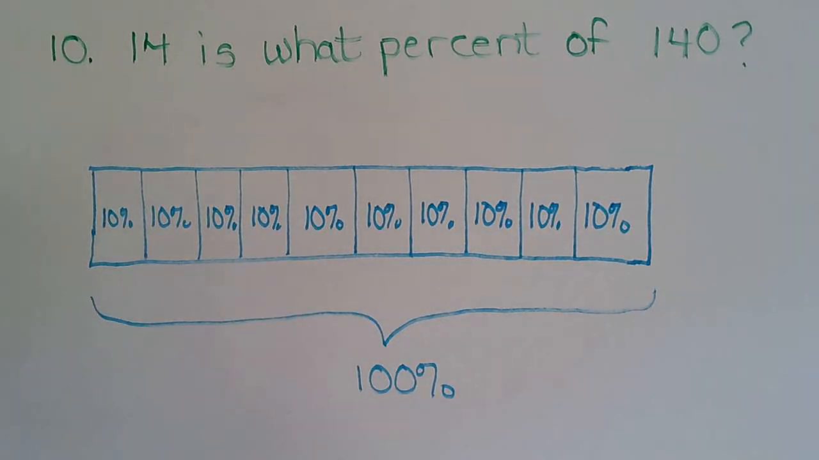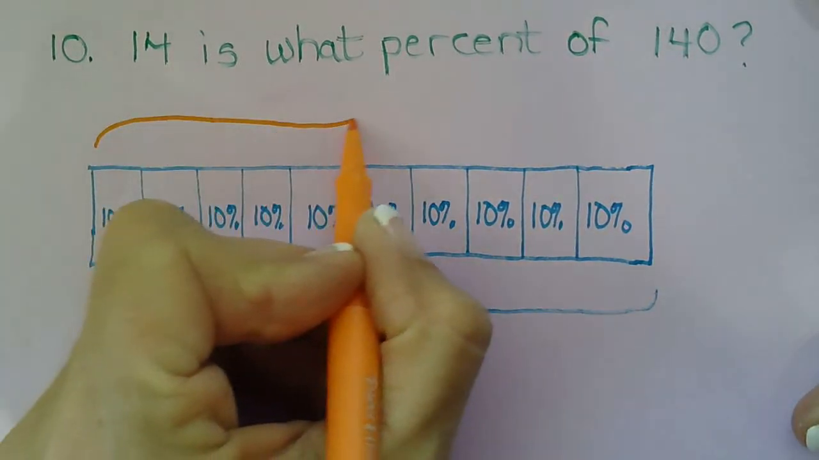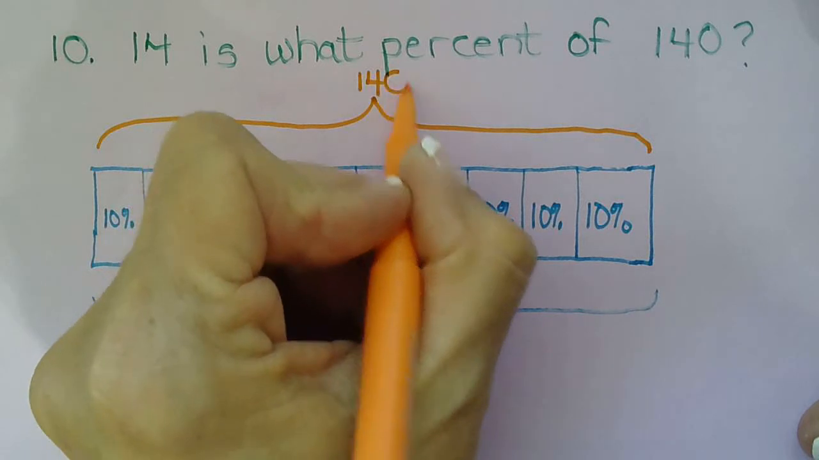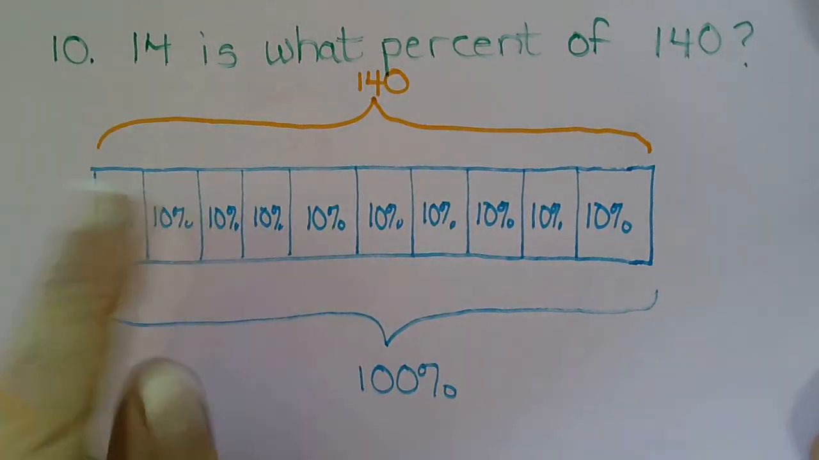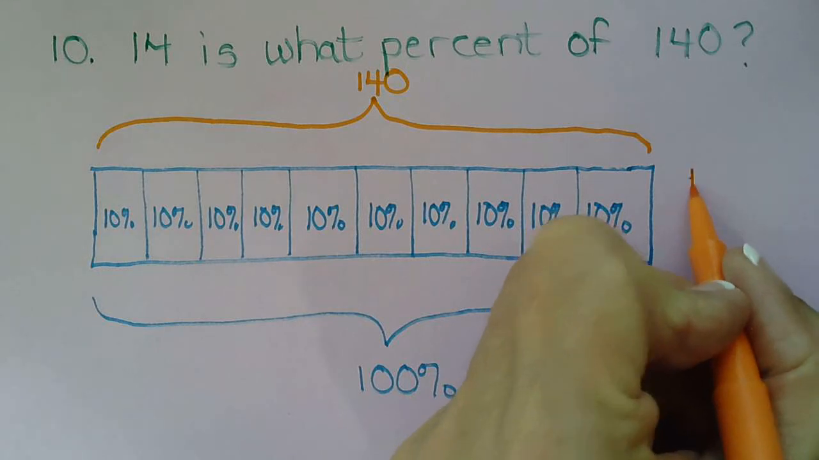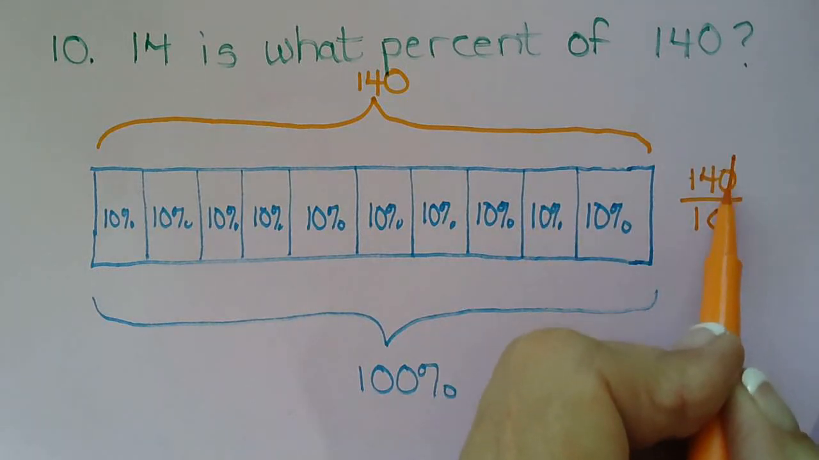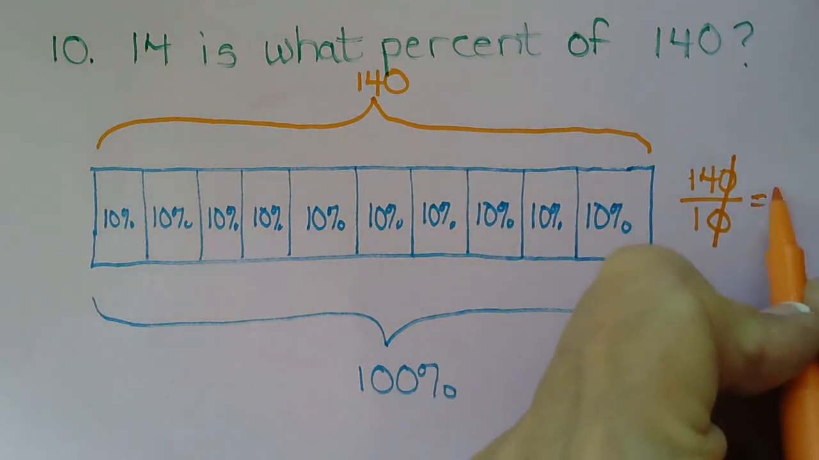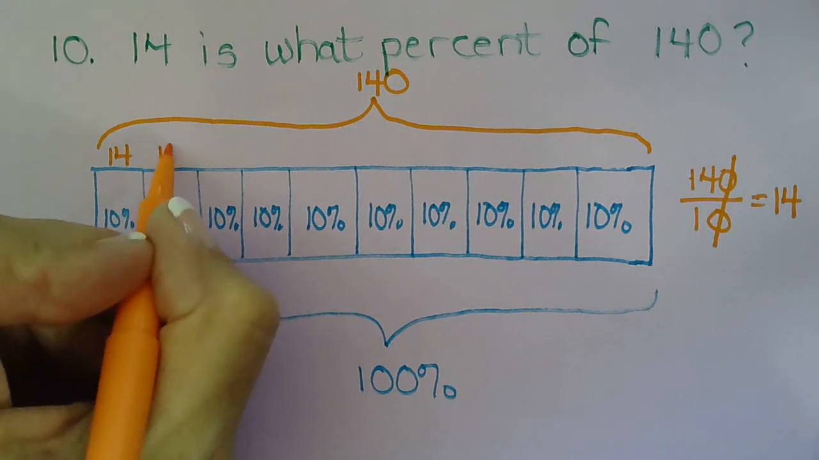So 14 is what percent of 140? So I can see the whole is 140. So I need to figure out what each box is before I can answer this question. Well, there's 10 boxes, so I go over here and say, well, what's 140 divided by 10? Well, we learned in Module 2 that you can just cross out the zeros. 14 divided by 1 is 14. So that means each box is 14.